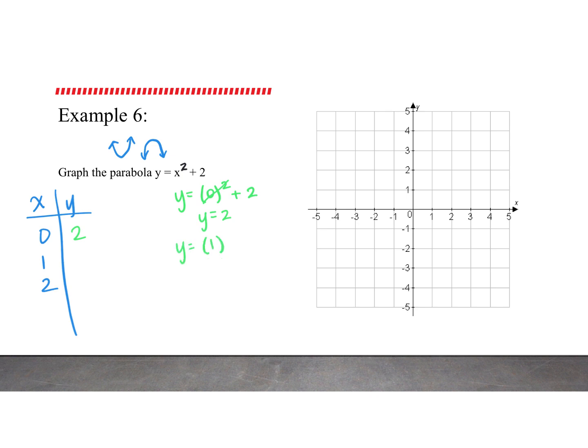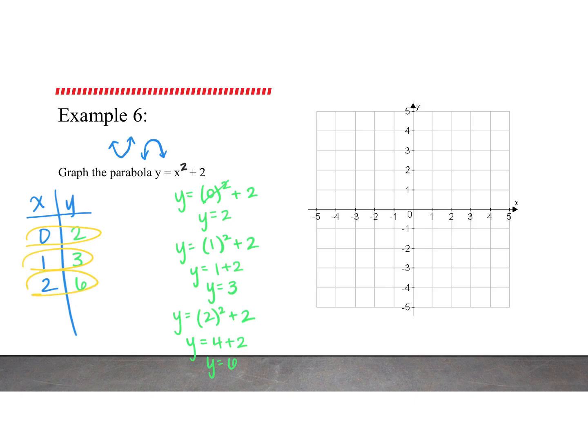Then I'm going to plug in a 1 for the x. 1 times itself, which is what an exponent is. So 1 times itself is 1 plus the 2. We get y equals 3. We can plug in 2 where the x goes. 2 times itself gives us 4 plus 2. We get y equals 6. So let's take a moment then and graph these 3 and see what kind of shape we get from this.